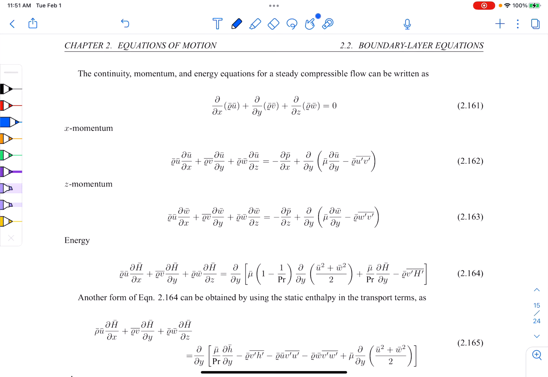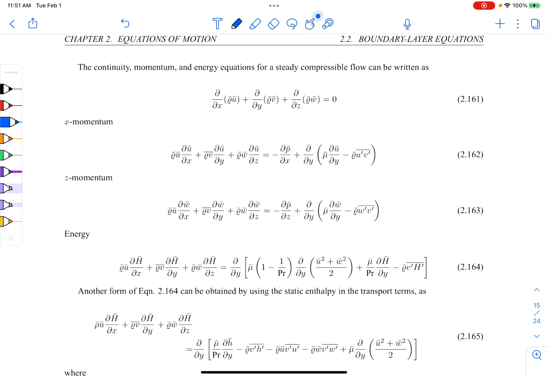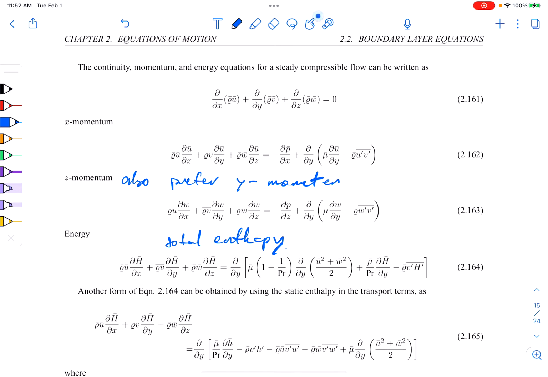Let's just review our equations, right? Remember, we have conservation of mass and x momentum and z momentum. Oh, this should be a y. No, w. It's okay. We can interchange y and w. That's okay. Did I misprint my equations? No, this is okay. I'm sorry. This is a total enthalpy. I would also prefer, I don't know why I did this, a y momentum equation. Oh, yeah, and I have my x momentum.